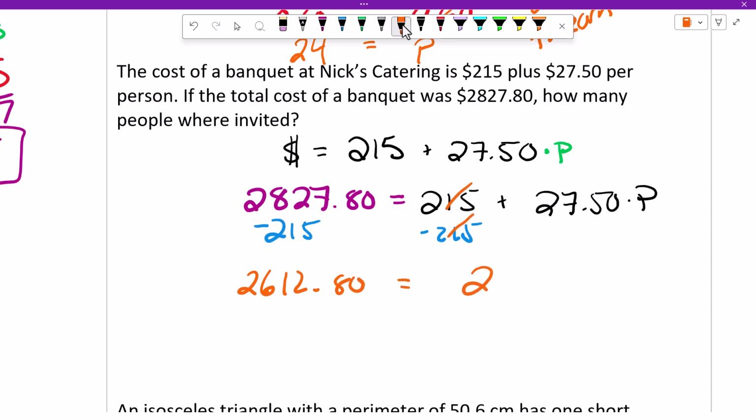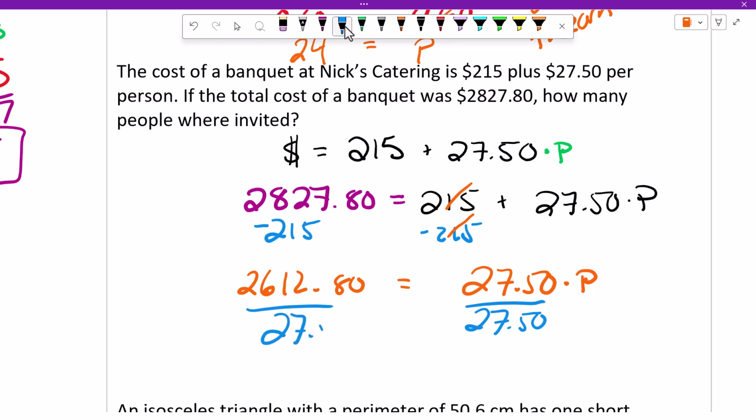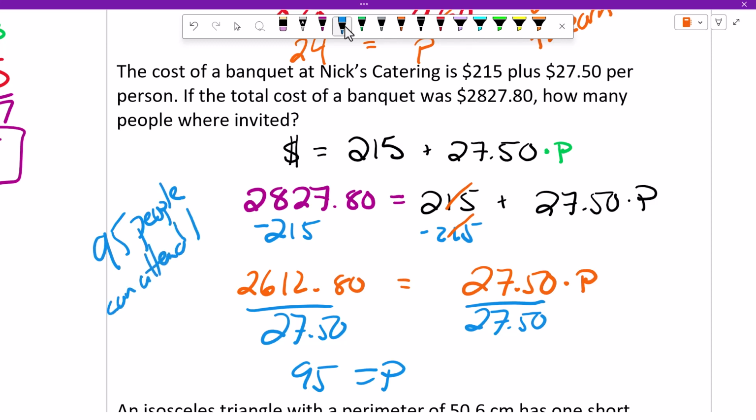Those cancel out. 2750. P. All right. Then you divide. Right. Divide. And what number did you guys come up with? 95. Divide by 2750. So you can have 95 people attend the event. So, little sentence. 95 people can attend the banquet.